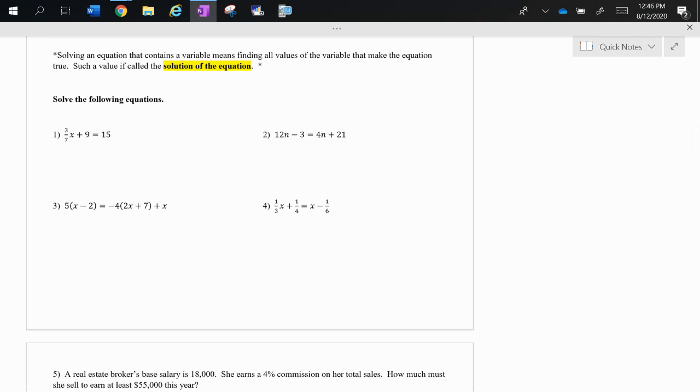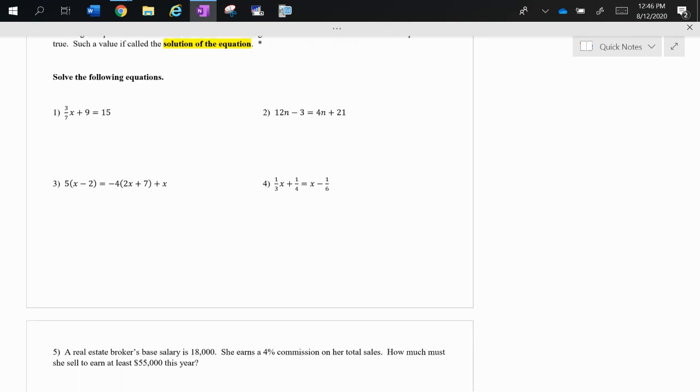We're going to start with number 2, and we see that I've got a variable on both sides. These shouldn't be too difficult for us. These are all Algebra 1 equations. They're called linear equations. So the first thing I'm going to do is subtract 4n from both sides. Can I subtract 12n from both sides? Absolutely. But I like to keep the coefficient in front of the variable positive. So I'm going to subtract 4n from both sides and leave the 21 on the right side.